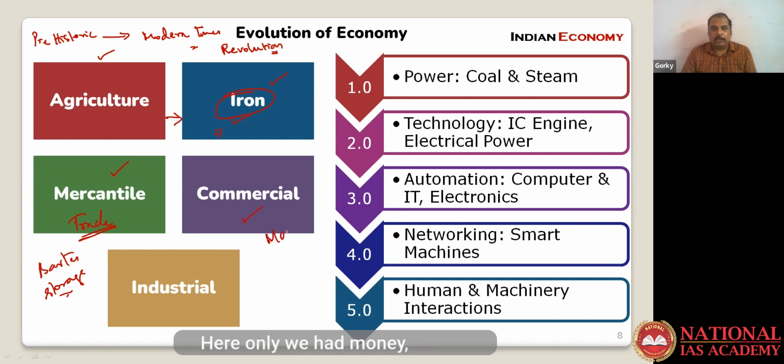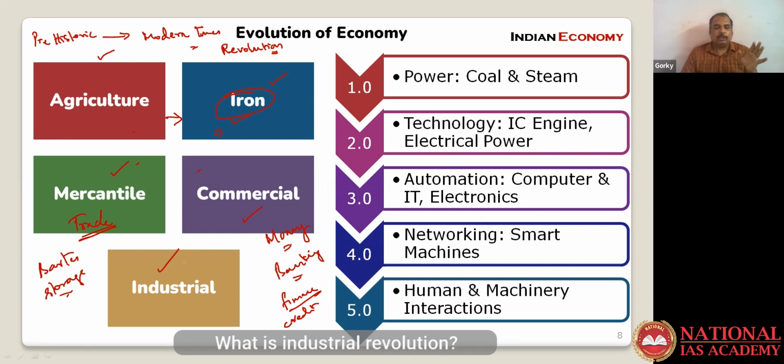And then we had the commercial revolution. Here we had money, banking, early banking facilities, early money circulation, commerce, the finance aspect of it, credit systems, all started with the commercial revolution. With all these, iron, agriculture, mercantile, and commerce, we had the industrial revolution.